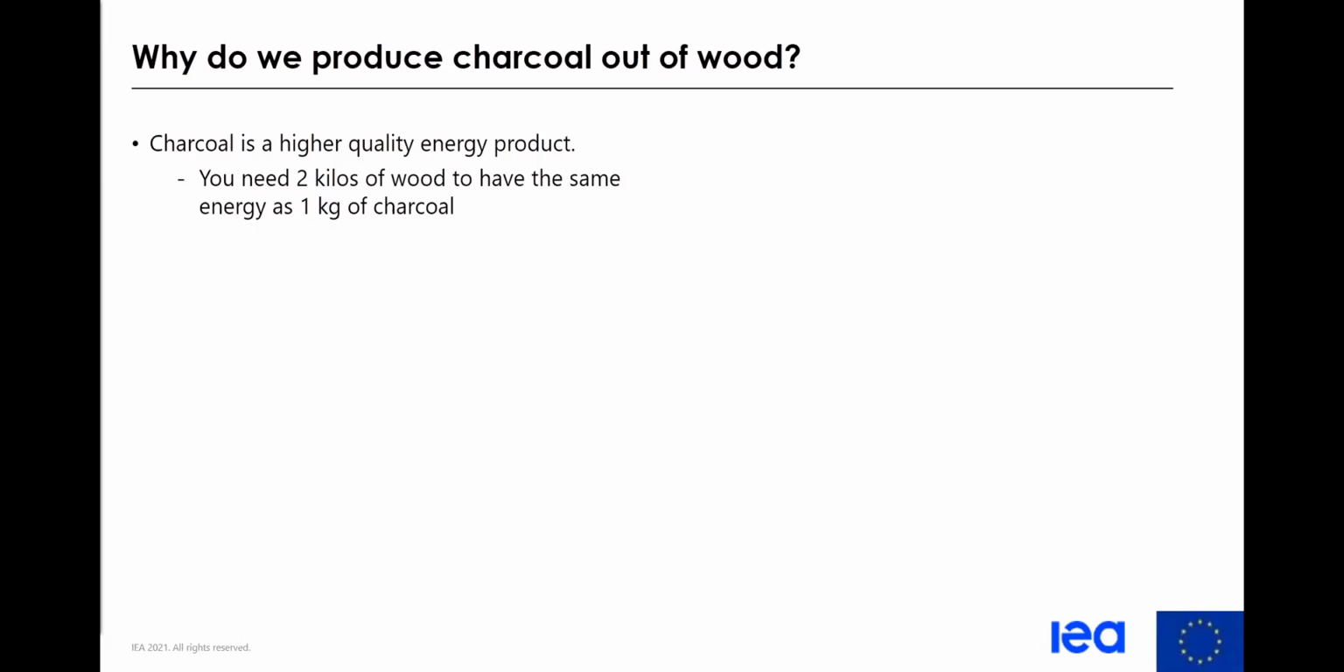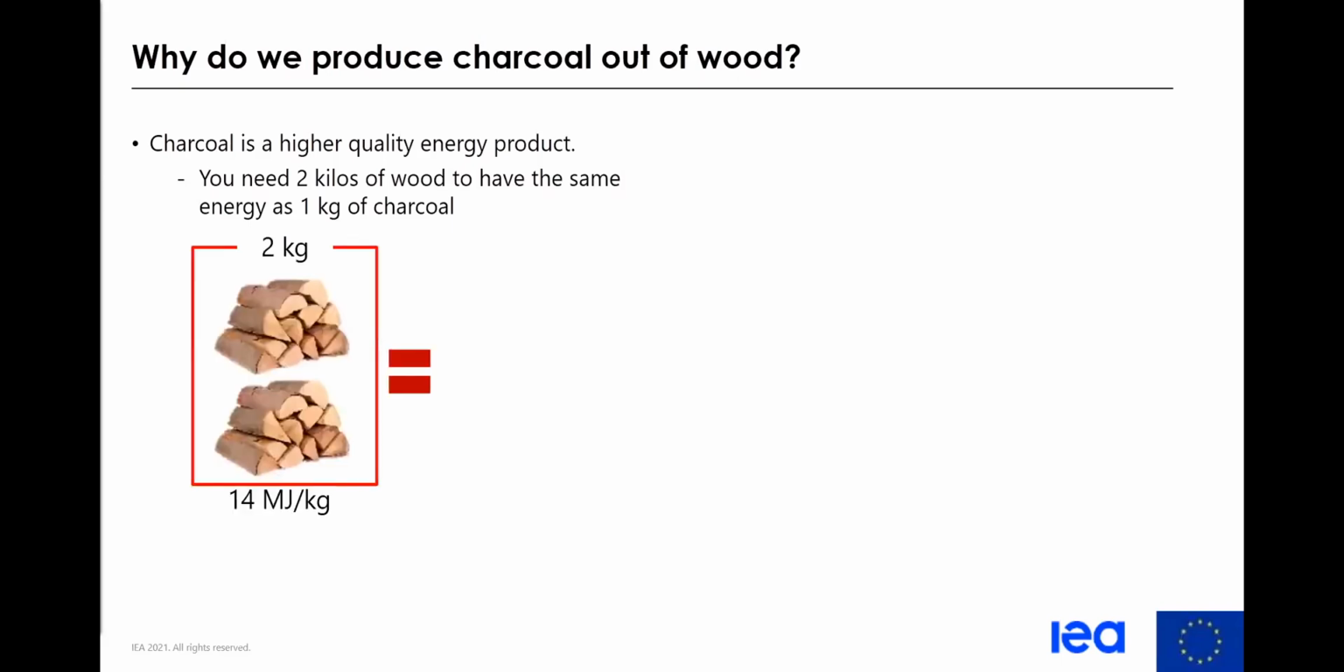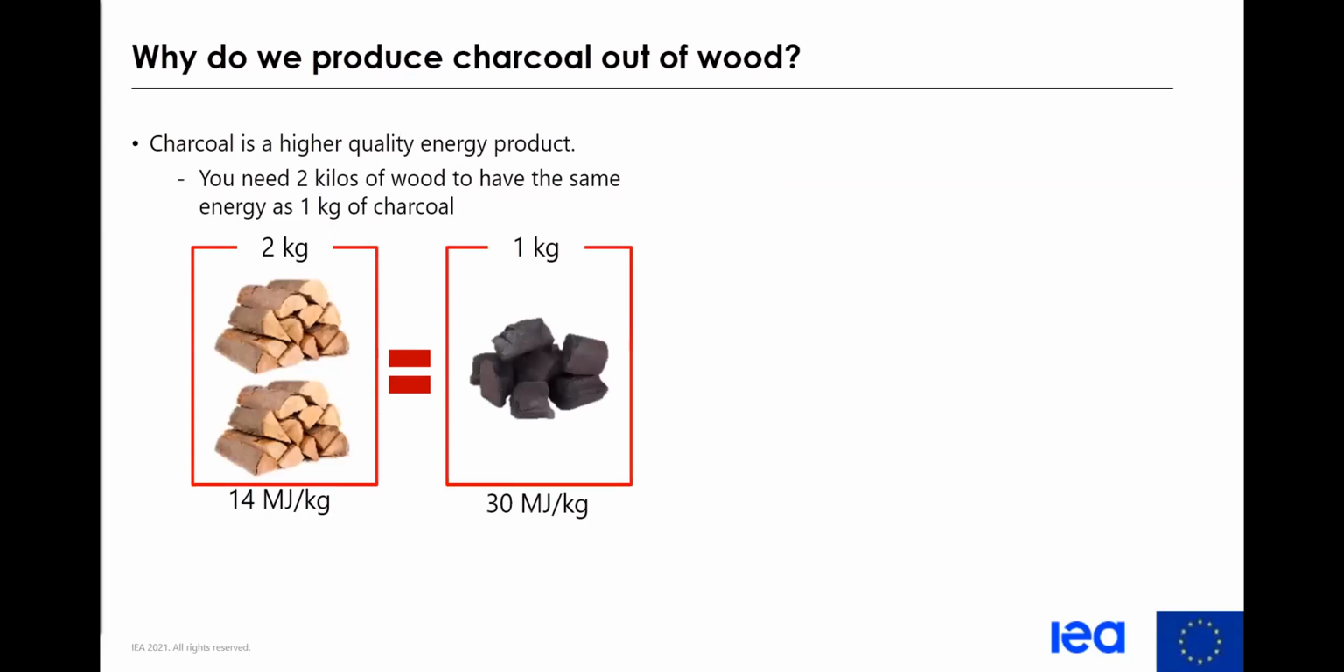Firewood net calorific values are very variable depending on the type of wood and the moisture content when it is burned. On average, we can assume that it is 14 megajoules per kilogram. Charcoal, on the other hand, is a higher quality energy product with a calorific value of around 30 megajoules per kilogram. So it is more practical to store and transport charcoal because with the same energy you need less volume and weight.